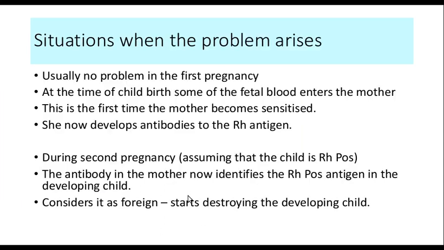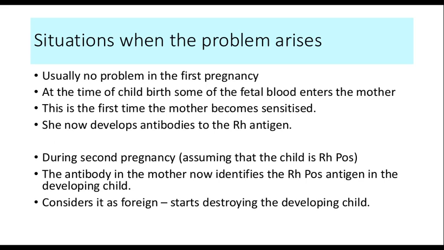Now, usually in the first pregnancy, no such problem occurs. At the time of childbirth, some amount of blood from the child enters into the mother's system. This is the first time that the mother gets exposed to the Rh positive antigen and she starts to develop antibodies. During the second pregnancy, assuming that the second child is also positive, the antibodies from the mother cross the placenta, identify the child's Rh positive antigen as foreign, and start destroying it.